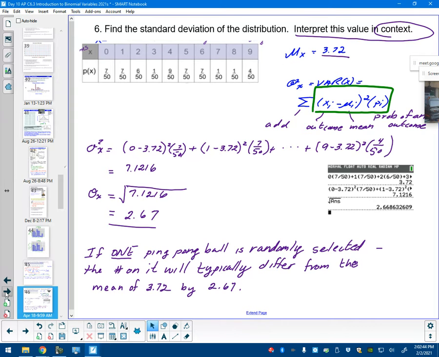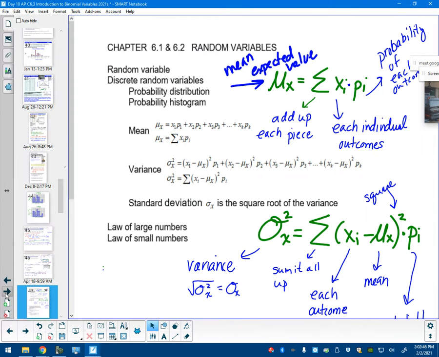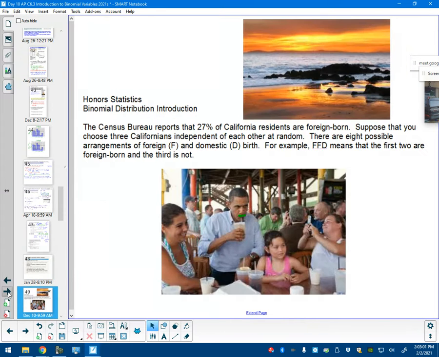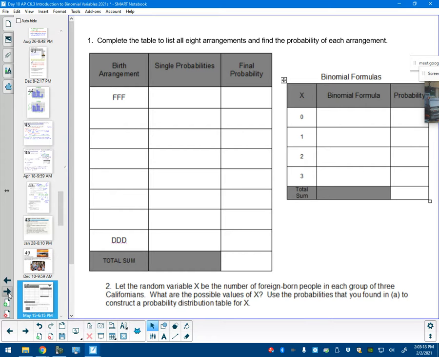And if you're lucky enough to find out that your probability distribution is actually a binomial distribution, then there are even shorter shortcuts. And that's where we are right now. So we're nested underneath probability distributions. A special type of probability distribution is a binomial distribution, and that's what we're looking at.